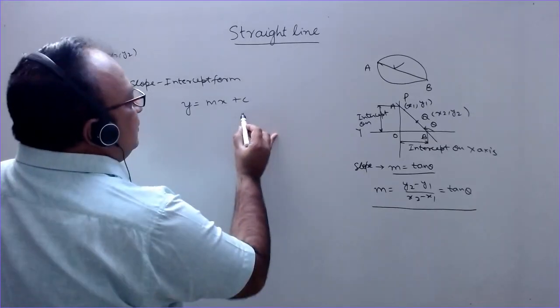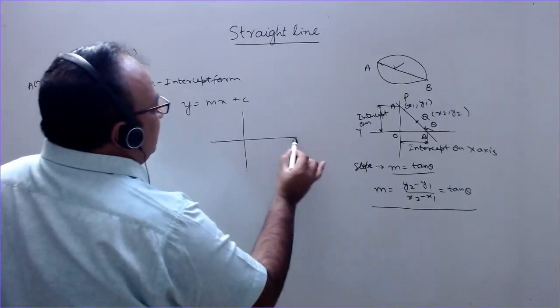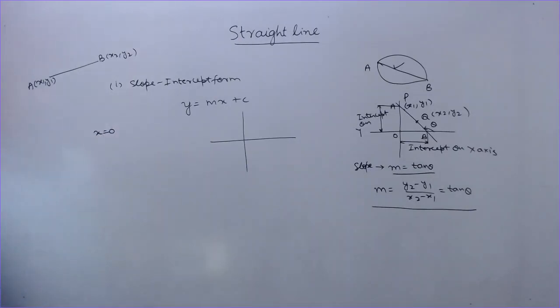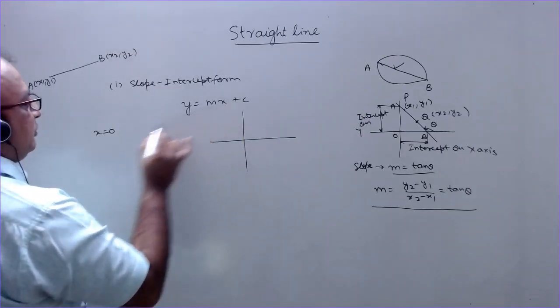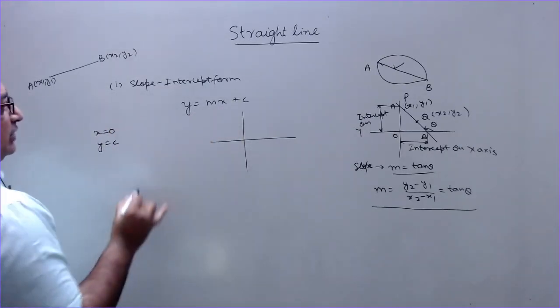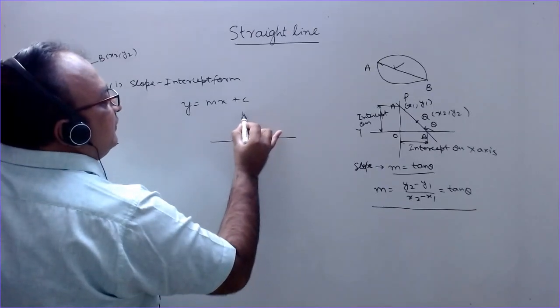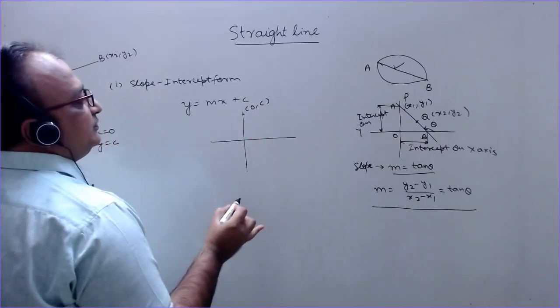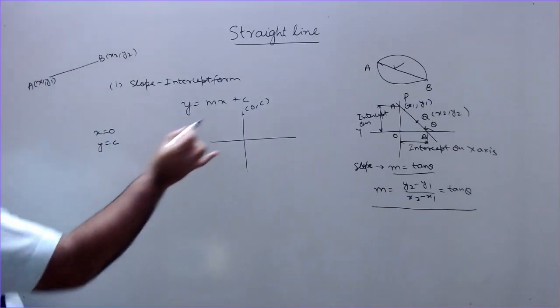Now suppose you put x equal to 0. X equal to 0 is the point where the line cuts which axis? Y axis. So if you put x equal to 0, you get y equal to c. That means the line is cutting y axis here at this point, and the coordinates of this are 0 and c. So line is passing through this point.